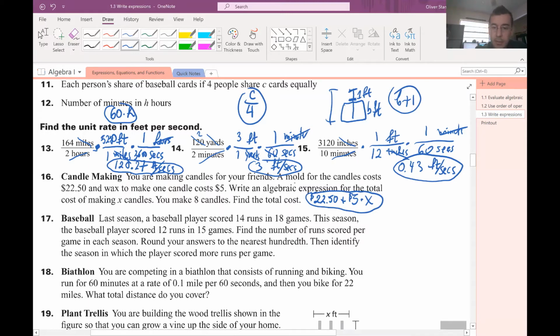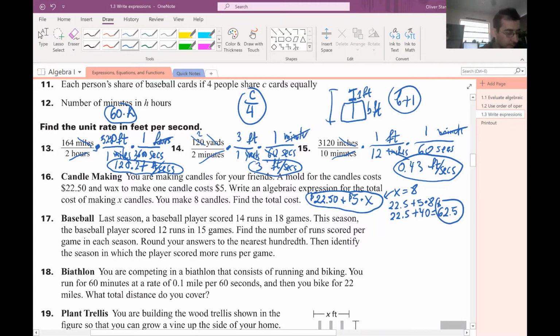You make 8 candles, so X is 8. We'll find the total cost. It's just substituting 8 for X in this expression. We get 22.5 plus 5 times 8. We do multiplication first, right? The order of operations, multiplication is higher than addition. So this is going to be 22.5 plus 5 times 8 is 40, or that is $62.50. Okay, so $62.50. That's the total cost.